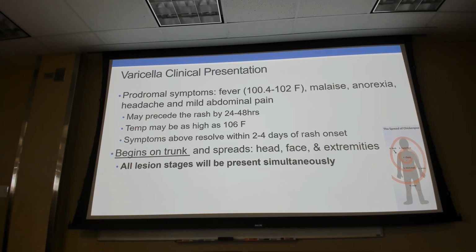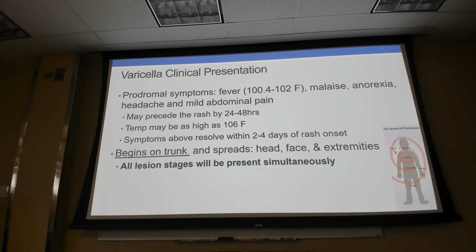And then the rash starts. This is another one that starts on the trunk and spreads out. Varicella is going to do that. And you will see all the different lesions simultaneously. So you are going to see some that are vesicular, some that are pustular, some that have opened and ulcerated. You're going to see all of the different stages at the same time.